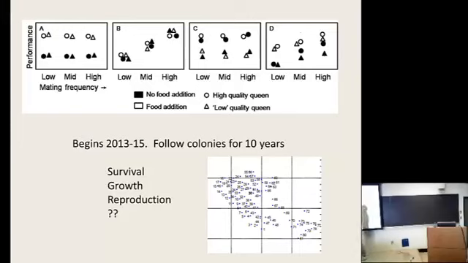We might find, I don't know what this is, a food addition effect, or a mating frequency effect, or a queen quality effect. What is this? This is like a food addition effect, queen quality. No, we have a mating frequency effect, and we have like a quality by mating frequency by food addition effect, or something weird. This is an experiment that takes a long time to undertake.